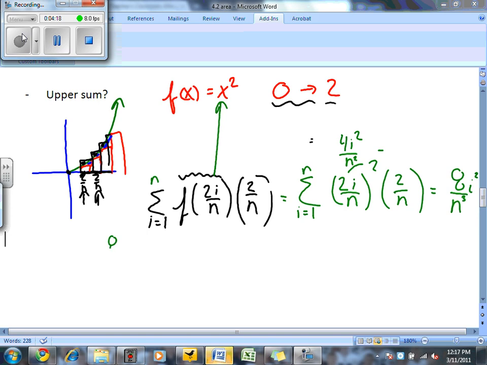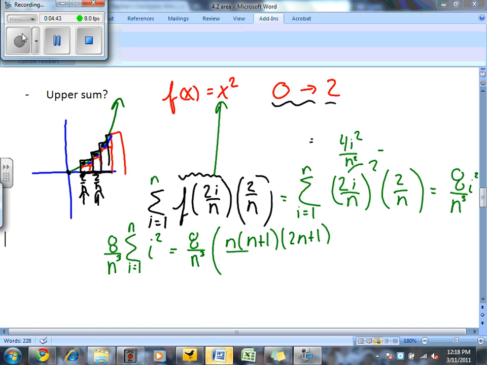So I'm going to have 8 over n cubed. We're going to pull that out and do the summation when i equals 1 to n, and all that's left is just i squared. Well, if we look back at our formulas, we know that the summation of i squared is going to be n times n plus 1 times 2n plus 1, all over 6.